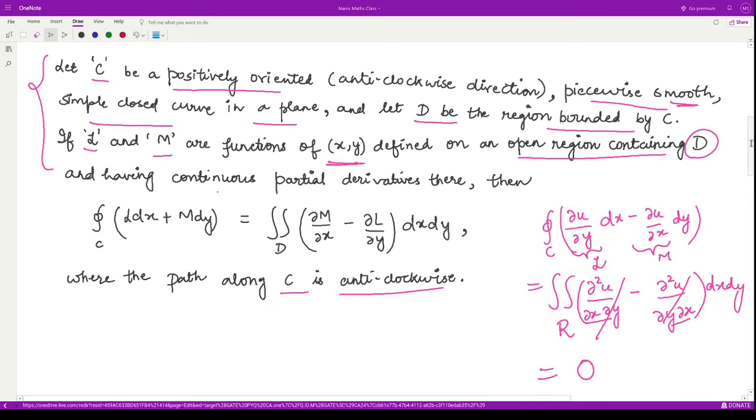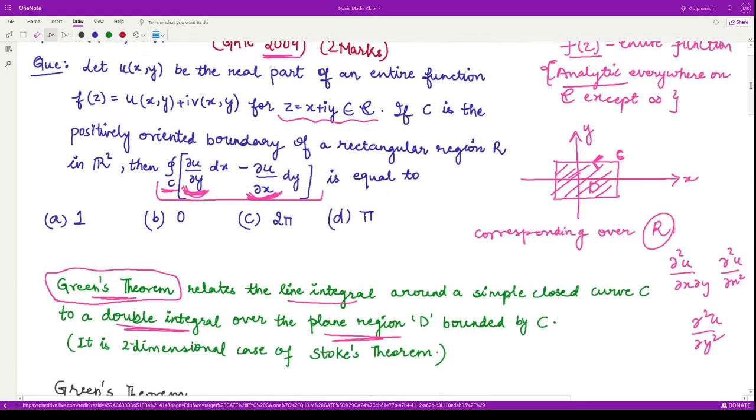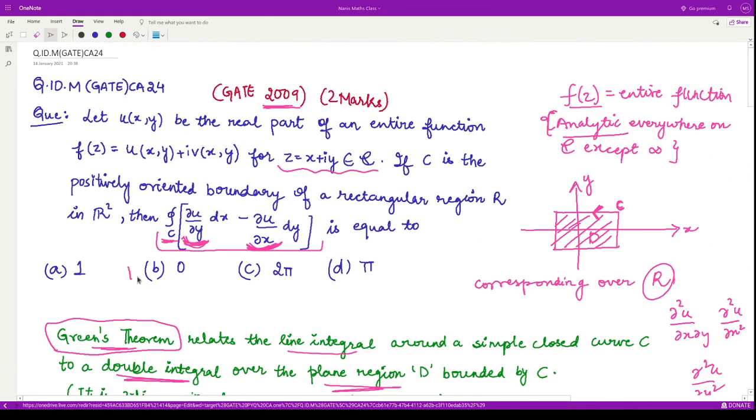So this is as simple a question if you know what Green's theorem is and how to apply it. So the answer here is option number B. So I hope you understood the concept and this theorem. Well, that is it for this video. Thank you for watching.